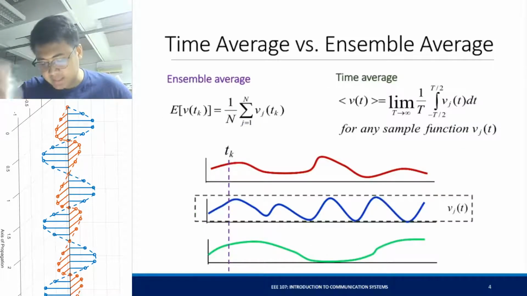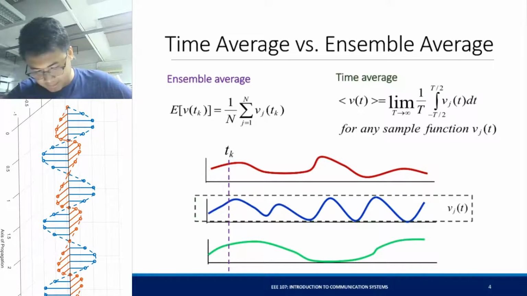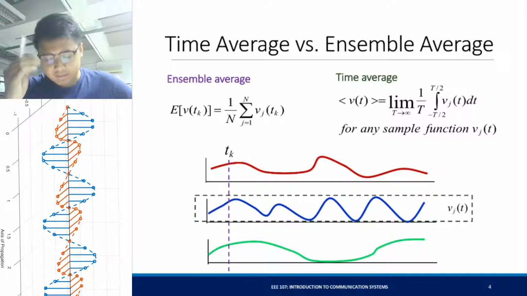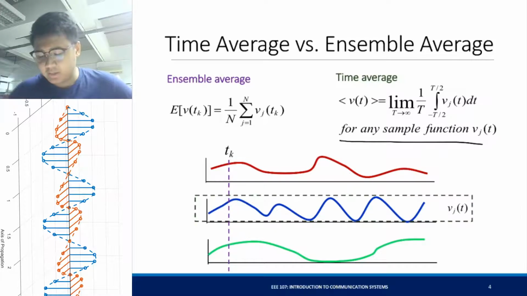First, the mean or the average. We have a time average versus an ensemble average. The time average is basically an average with time. For any sample function v of t, we define the time average as this. Basically, you just integrate the function.